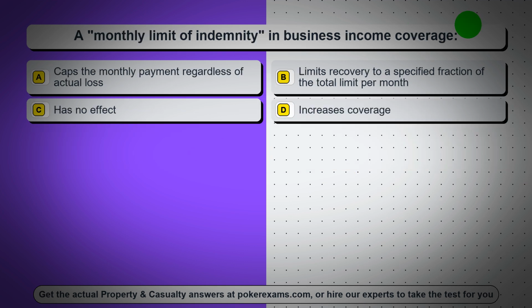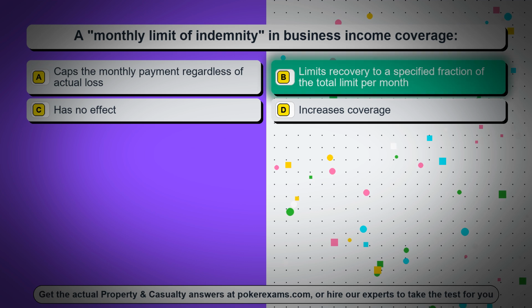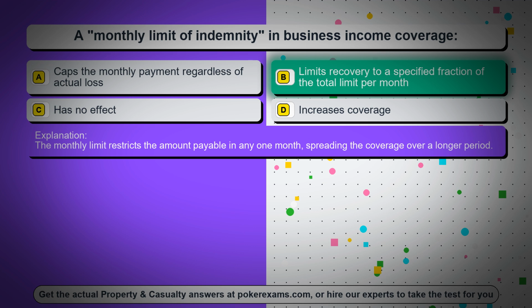Question 46. A monthly limit of indemnity in business income coverage. Option A, caps the monthly payment regardless of actual loss. Option B, limits recovery to a specified fraction of the total limit per month. Option C, has no effect. Option D, increases coverage. The correct answer is option B, limits recovery to a specified fraction of the total limit per month. The monthly limit restricts the amount payable in any one month, spreading the coverage over a longer period.